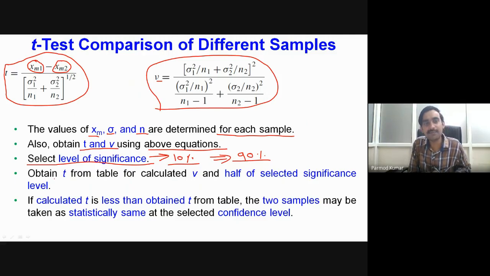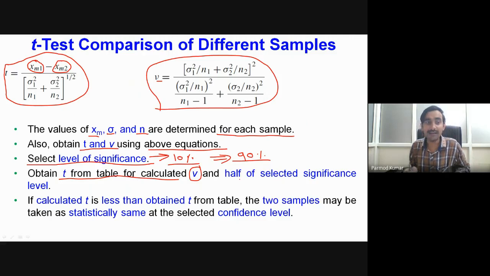Then next step, we have to obtain the value of T from the table. I have given you in the earlier slide one table for finding out the value of T. While we are calculating the value of T, we require two parameters. The very first parameter is degrees of freedom, mu, which is already known to us using the above equation, and the second parameter is nothing but confidence level.